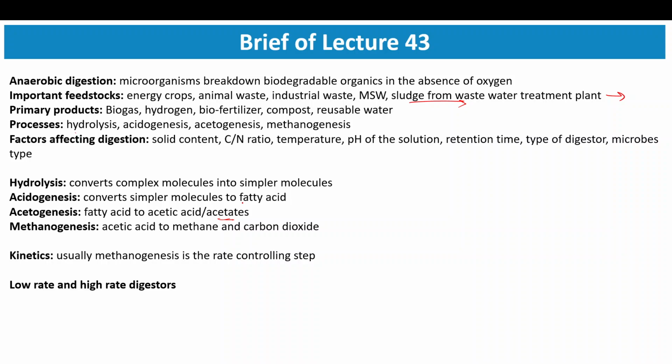Now, the overall kinetics or the factors that affect the process could be the solid content, the carbon to nitrogen ratio, the temperature, because the microorganisms have specific activity at a particular temperature, the pH, the time provided for the digestion, and the microbes that are used. Okay. And the overall time required is based on the kinetics of the process. Kinetics means the overall rate of the process is determined by the slowest step. Usually the slowest step in this process is methanogenesis, and hence that is the rate controlling step.